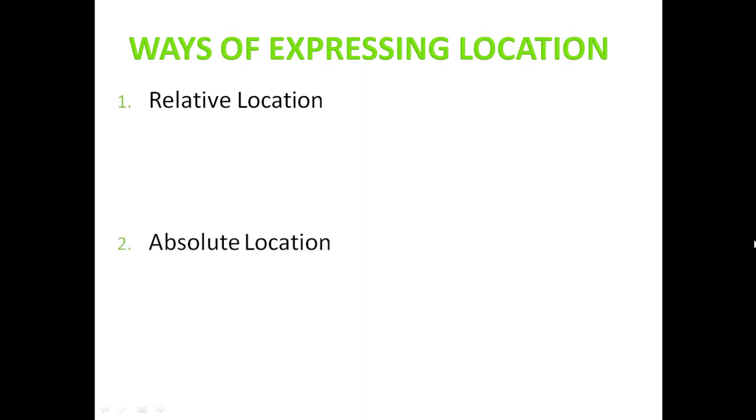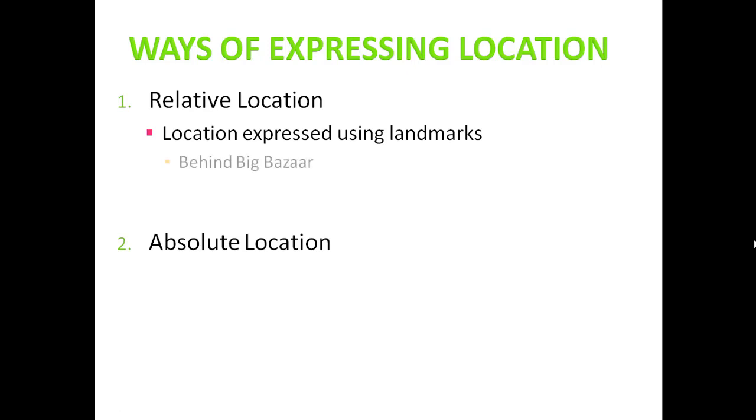First, understand the ways of expressing location on a map: absolute location and relative location. We'll take the relative location first. It can be located using landmarks or nearby features. For example, behind Big Bazaar, opposite Shiv Temple or near Patel Pan.